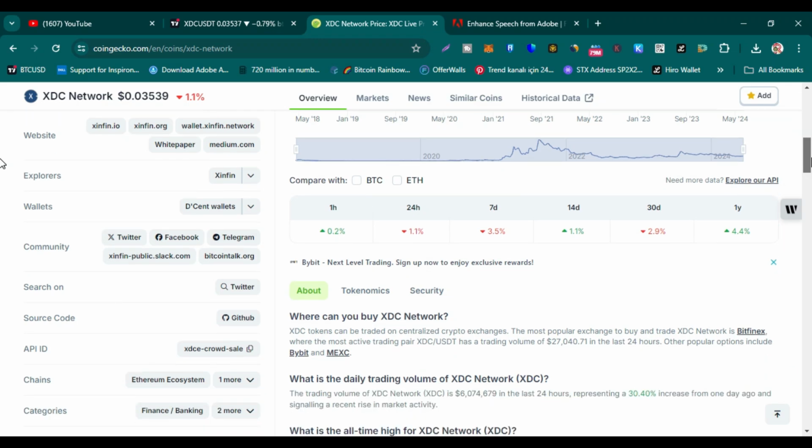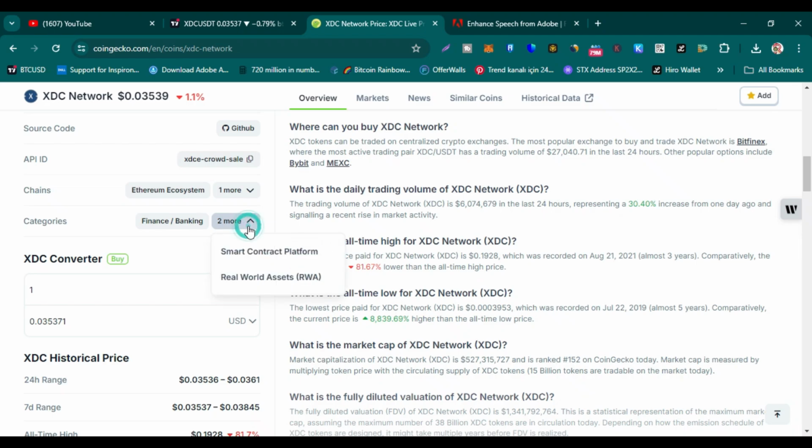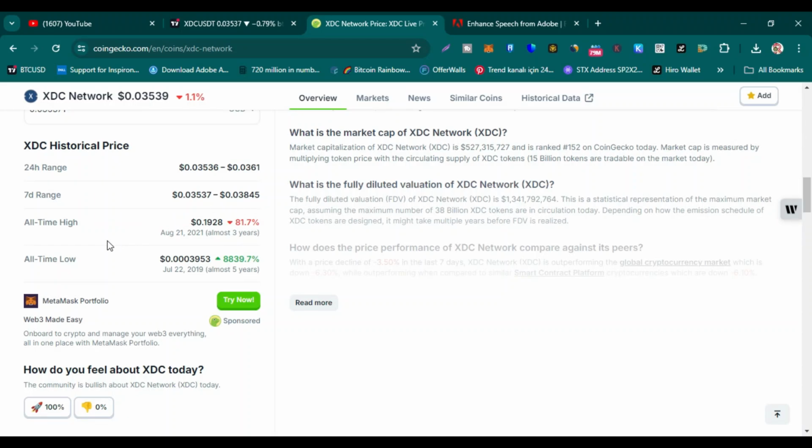Its 1 year return on investment is 4.4%. And these are the categories of this coin. It is a real asset world coin and it is smart contract platform. The highest price paid for XDC is 19 cents. The lowest price paid for XDC is 0.3039. And here you can see overall return on investment is 8,839%, which is good. You can buy XDC in still 81% discounted price.